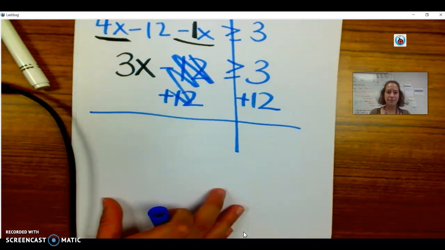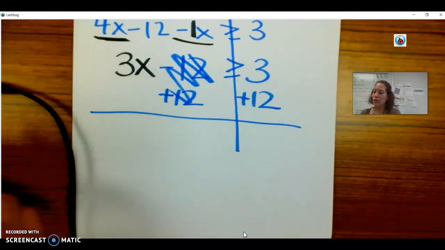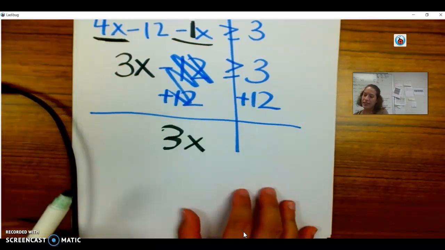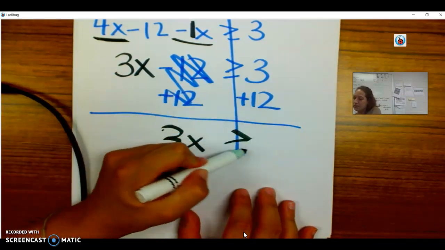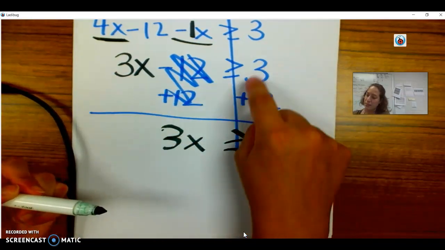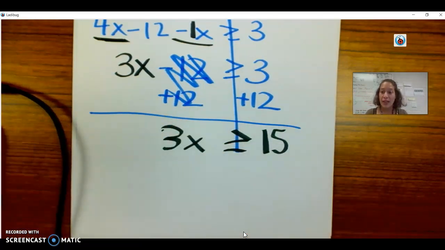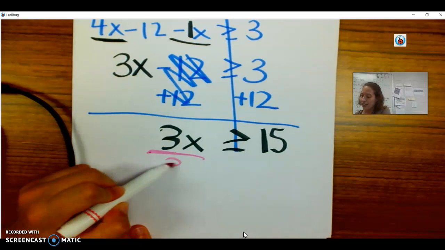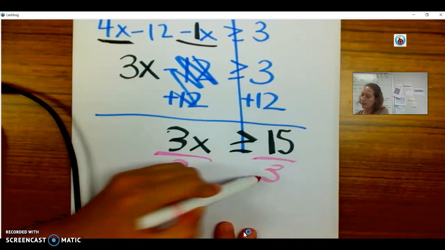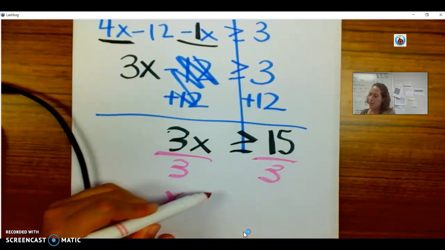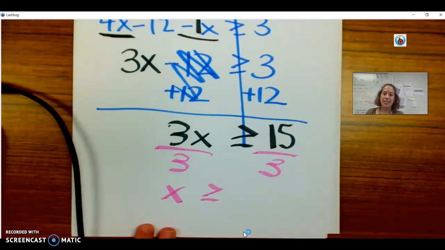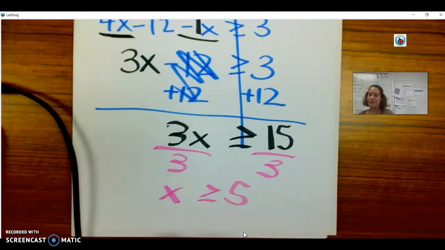Friend is gone. We're left with the girlfriend, 3 and x. Keep the symbol. 3 plus 12 gives me 15. Last step is to always divide that girlfriend, divide that coefficient. Keep the symbol. 15 divided by 3 is 5.